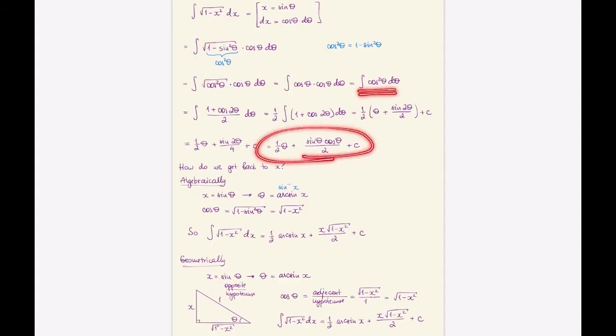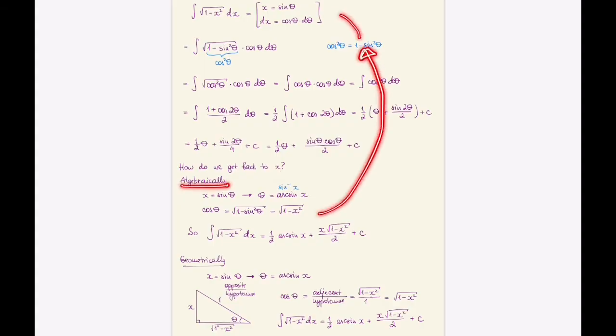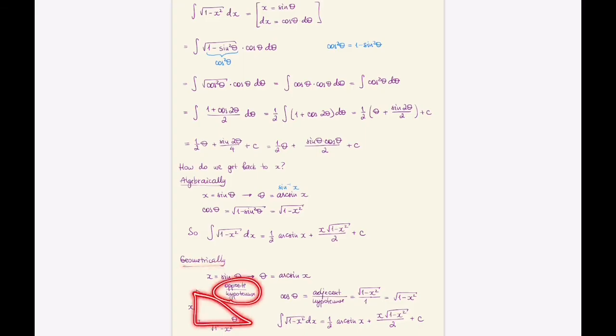Once we evaluate this, we have to be able to get back to the original variable x, and we can do it either algebraically by sort of reverse engineering through the substitution box and the trigonometric identity we used, or geometrically by drawing a picture and using the SOHCAHTOA type of logic. Trigonometric substitution examples are always long. The hardest step, however, is going to be choosing the correct substitution and then making sure you end up with the integral that you can evaluate.